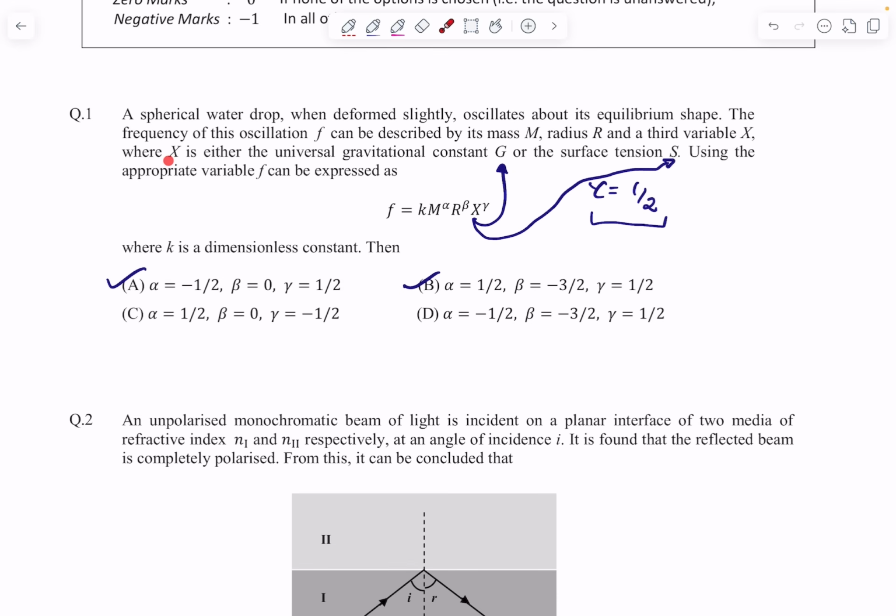So in the last sentence, they are saying X is either the universal gravitational constant G or the surface tension S. Now using the appropriate variable, F can be expressed as, so they want us to choose the variable out of these two which is more appropriate in this situation, and that is quite straightforward. It's going to be the surface tension, right, which has a role to play in the frequency of oscillation of a bubble. So the answer should be option A, I guess, if that's the logic that they wanted to use. So yeah, I guess that's it.